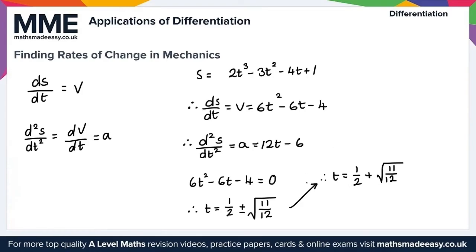Okay, so in that case then, if we just finish this off with a different pen colour, we can find a. So a is equal to 12 times this value of t, so that's a half plus the square root of 11 over 12, and don't forget we minus the 6. Okay, and if we just evaluate this on our calculator, we get 11.49. And that gives us the value of the acceleration. So we can conclude that this is a point of minimum displacement. So that gives us everything we need for finding rates of change in mechanics, and that concludes this Mass Media video on applications of differentiation.